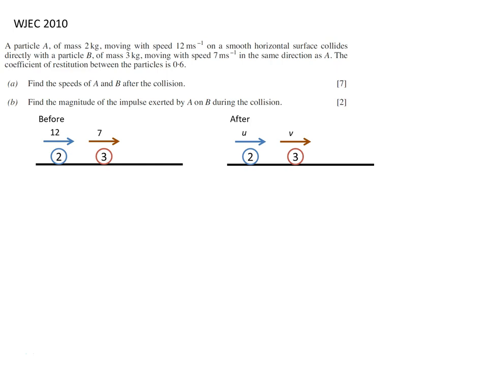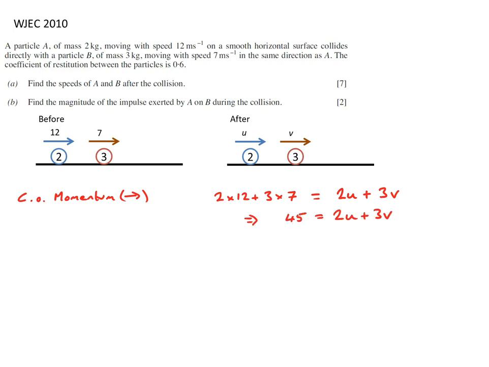So, we have the conservation of momentum. We'll certainly take the positive direction as being to the right. The initial momentum is 2 times 12 plus 7 times 3. The final momentum is 2 times u plus 3 times v. And if we tidy that equation up slightly, we get 45 must be 2u plus 3v.